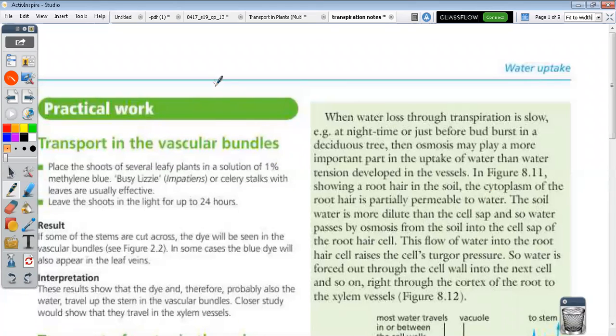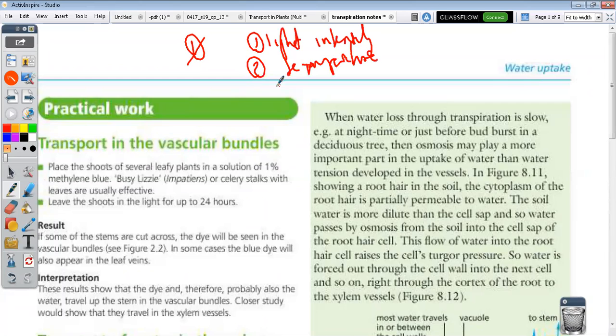Okay. Now, I talked about experiments. Remember we said how many factors affect rate of transpiration? We said light intensity, temperature, humidity, and lastly wind, the wind speed to be specific. Clear? Those are the 4 factors that affect the rate of transpiration.